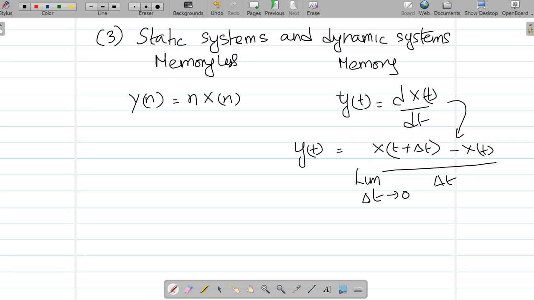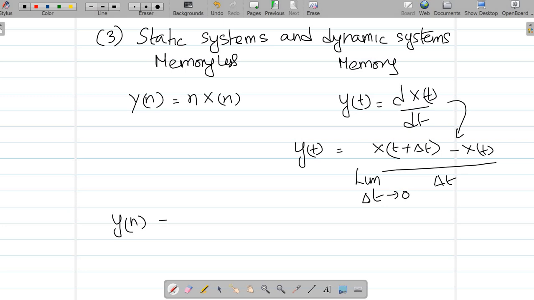a dynamic system. We can take another example also, say y of n minus y of n minus 1 is equal to x of n, or let us write it in terms of x of n.